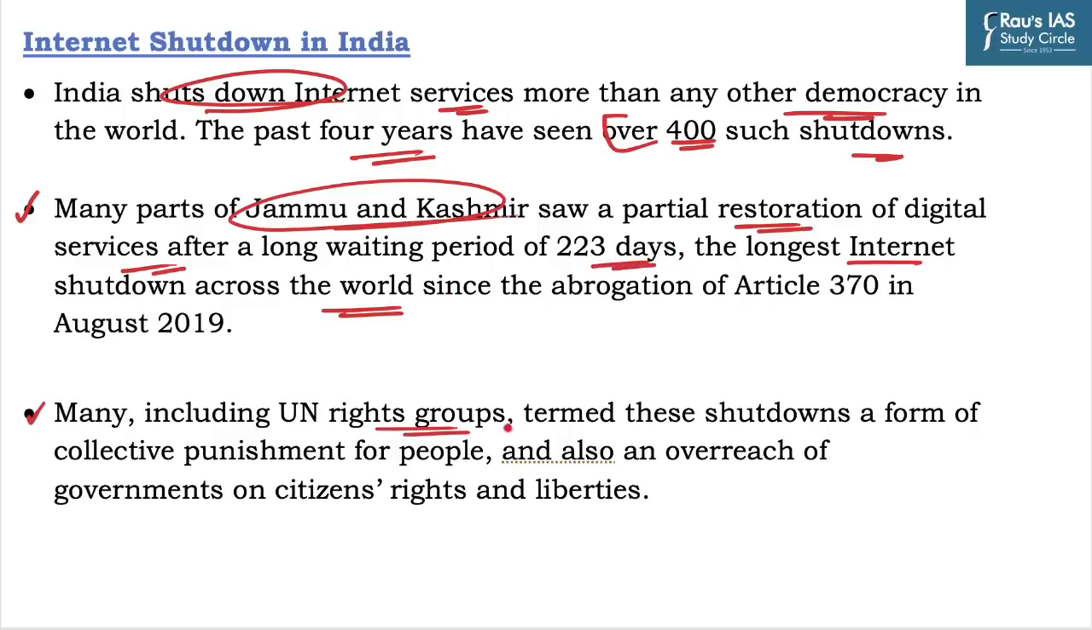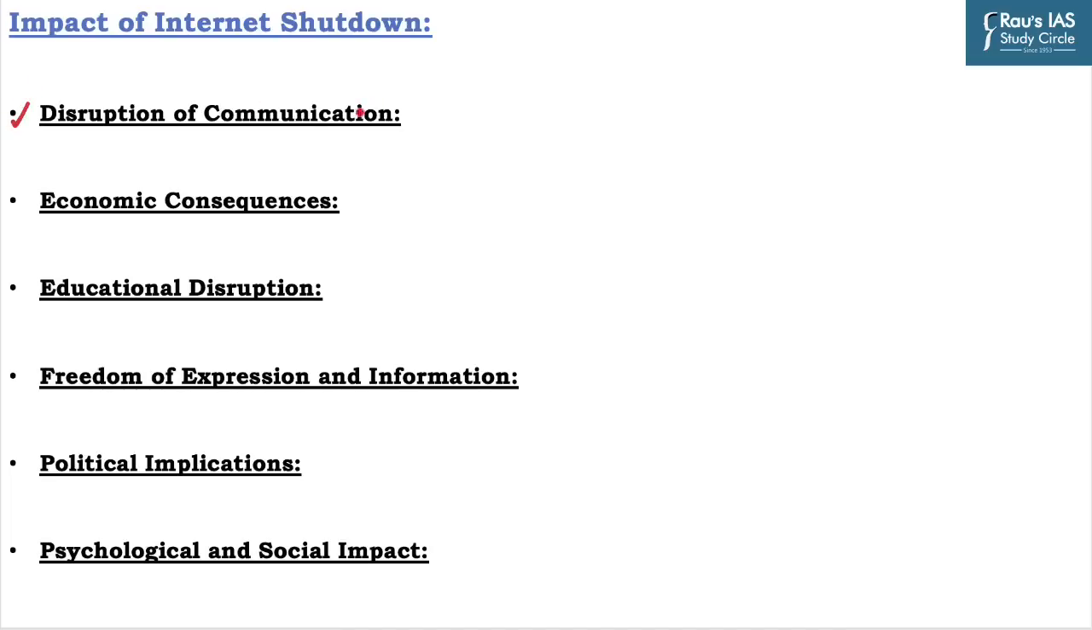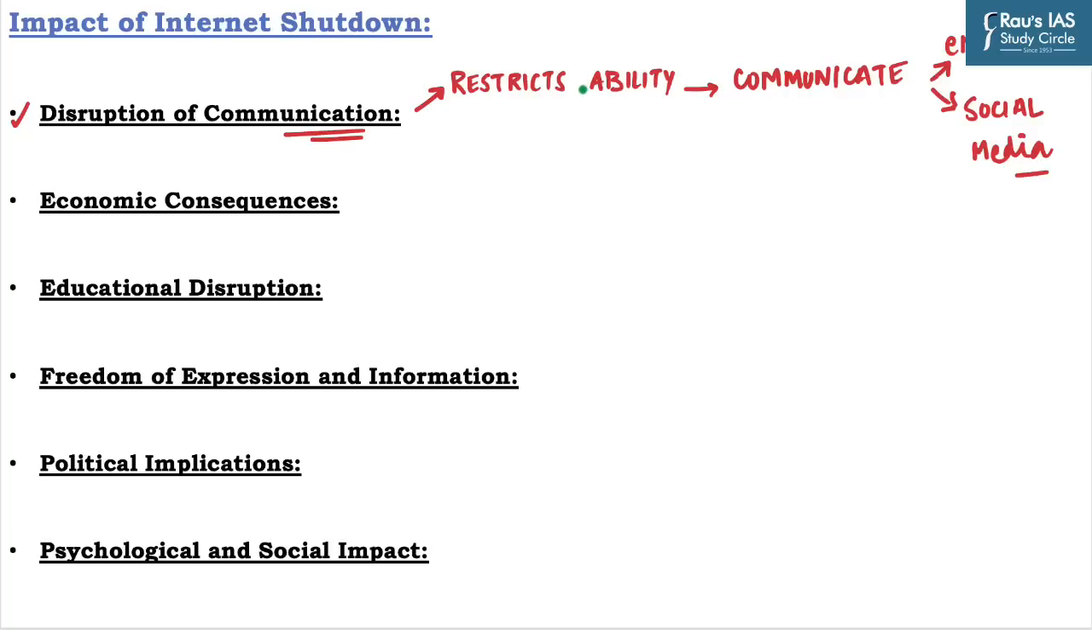Many UN rights groups termed these shutdowns a form of collective punishment for people and also an overreach of government on citizens' rights and liberties. So, whenever a question is asked on internet shutdowns, you can mention these points to substantiate your arguments. The focus of today's article will be the impact of internet shutdowns in India. The first one is disruption of communication. Internet shutdowns restrict people's ability to communicate effectively, which affects both individuals and businesses.